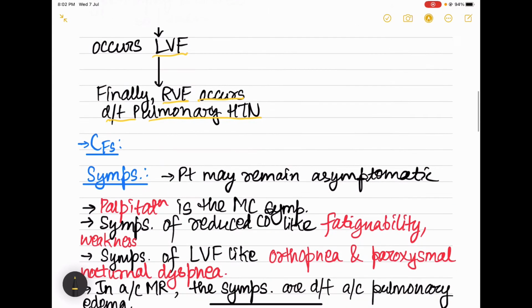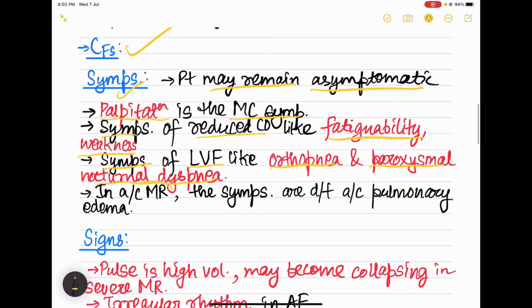Now coming to the clinical features of mitral regurgitation, first let's discuss the symptoms. The patient may remain asymptomatic, and if symptomatic, palpitation is the most common symptom. Then we see symptoms of reduced cardiac output like fatigability and weakness. Symptoms of left ventricular failure are also seen, like orthopnea and paroxysmal nocturnal dyspnea. In case of acute MR, the symptoms are basically due to acute pulmonary edema. Acute pulmonary edema is the cause for the symptoms in acute mitral regurgitation.